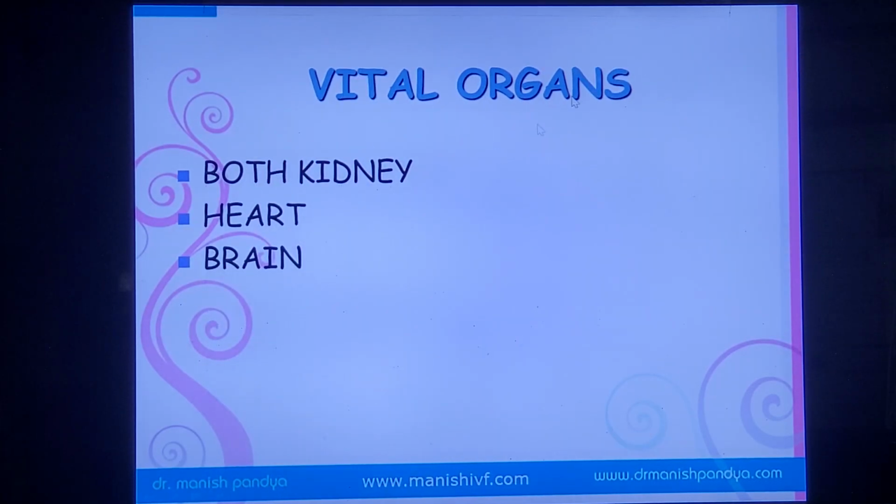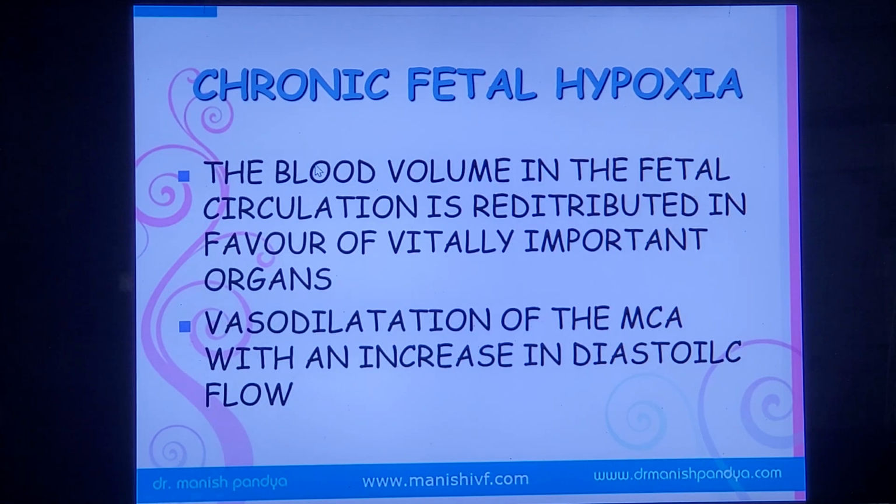Because it supplies all the vital organs, both kidneys, heart and brain. In brain sparing effect, what will happen? It will supply to the brain, kidney and heart. What is the devoid organ? GIT, liver. That's why in all IUGR babies, abdominal circumference is compromised. Abdominal circumference is less than 10th percentile in all IUGR babies.